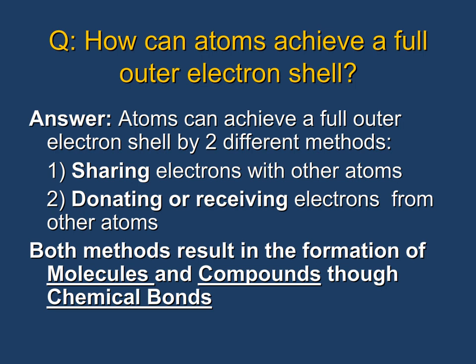So an atom that is not stable will typically want to join with other atoms and either share electrons or donate or receive electrons so that it can get as close as possible to fulfilling that octet rule. And so both of these methods that I've described above are ways of forming both molecules and compounds through the formation of chemical bonds. The big picture here is that chemical bonds involve the exchange or sharing of electrons.